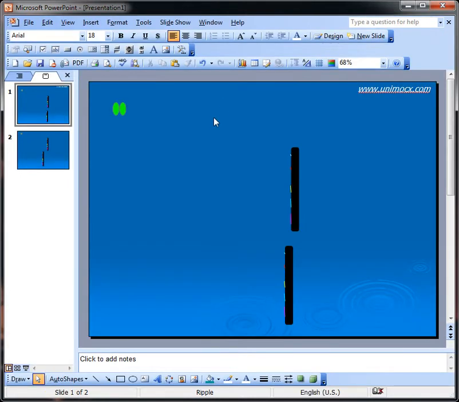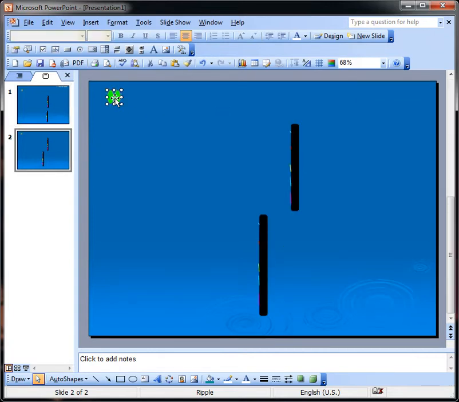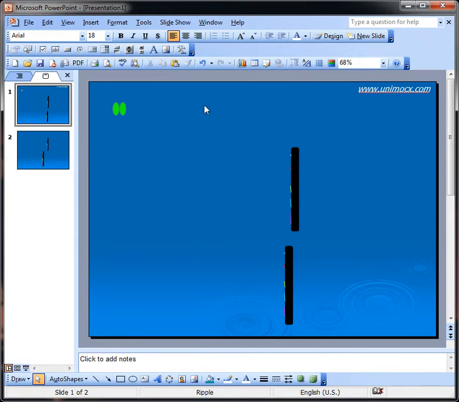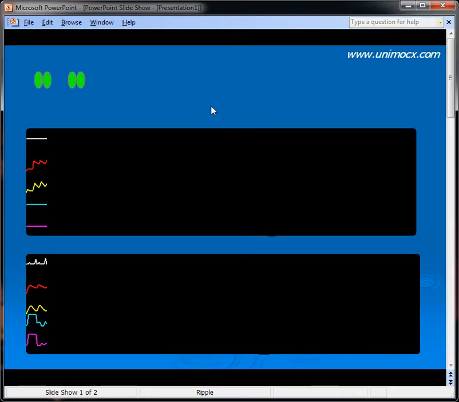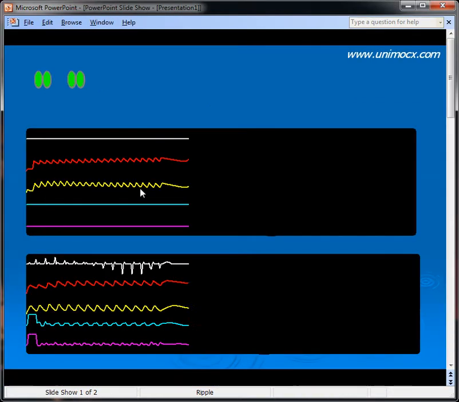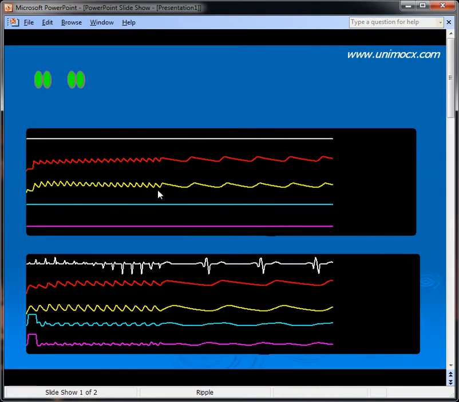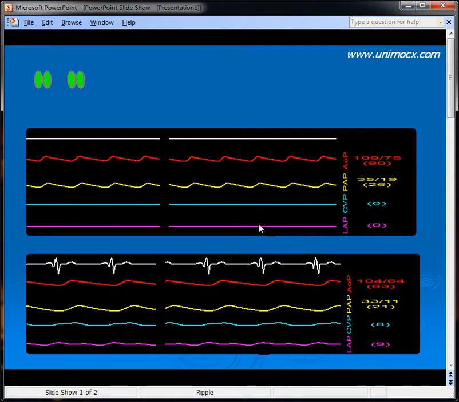And then one last piece of information. Let's take this control, and we'll put it on this page. So now it's on the first page with the first UniMocX control, so both of them will start up at the same time. So let's start the presentation. You notice this very rapid set of data at the very first of this presentation.